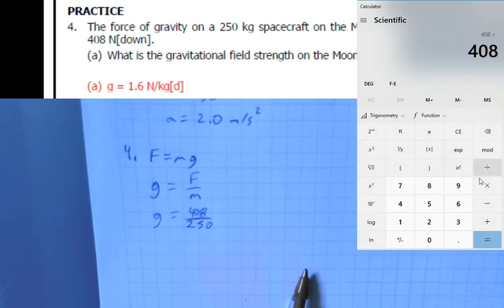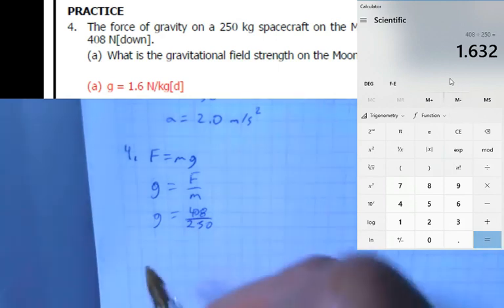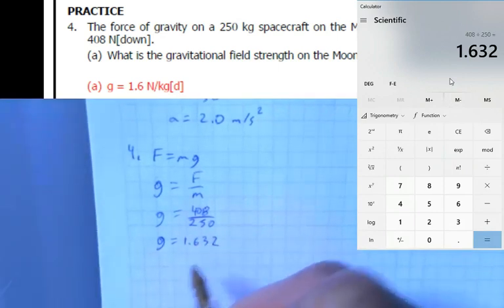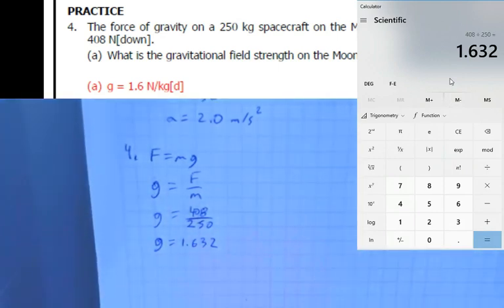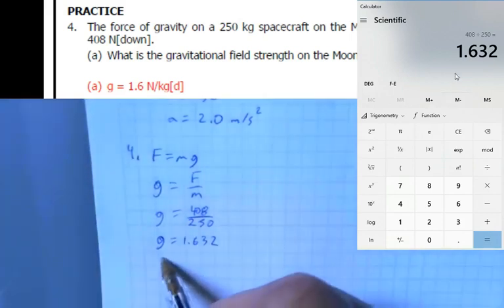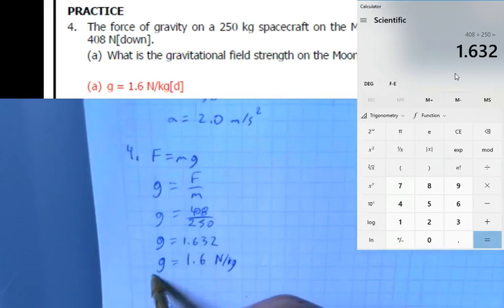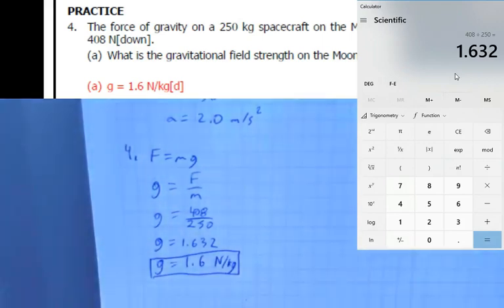408 divided by 250 is 1.632, and we'll have to look at our significant digits in this question. We have 2 significant digits for 250. We have 3 significant digits for 408. So we round to 2 significant digits because that's the lower value. And we get 1.6 newtons per kilogram down.